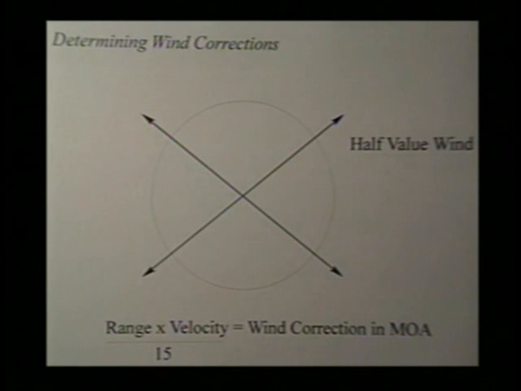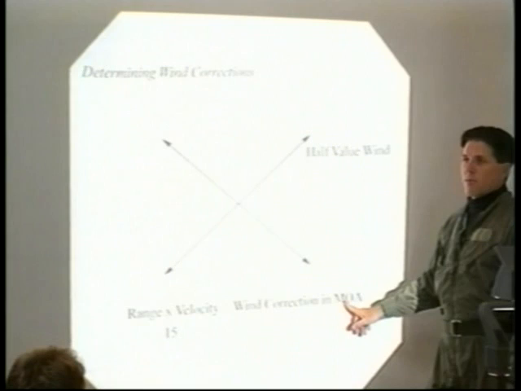So doing the same calculation, if I had 600 yards for range and a 10 miles an hour wind, we're looking at 60 divided by 15. What is my minute of angle correction? Mike, what's my correction for that? 4. Okay, so I need to move my sights 4 minutes of angle. In our case, 16 clicks if we're doing quarter minute. Okay, now we have the quarter value.